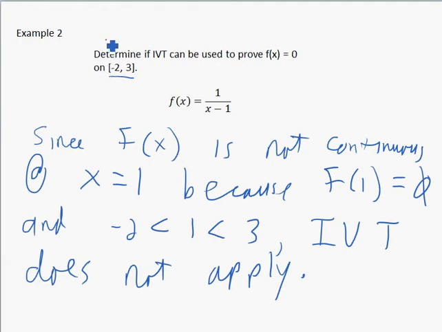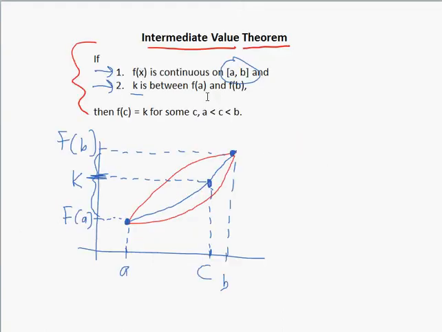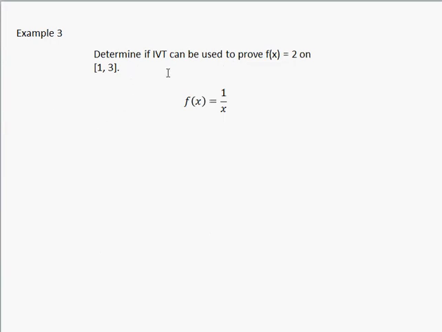All right, last one. Last example. Determine if IVT can be used to prove f of x equals 2 from 1 to 3. Okay, no problem. Well, first off, we've got to make sure that it's continuous on this interval. So 1 over x is not continuous when x is 0. But since 0 is not on this interval, we don't have to worry about that. It's continuous everywhere else. So we're going to write that.